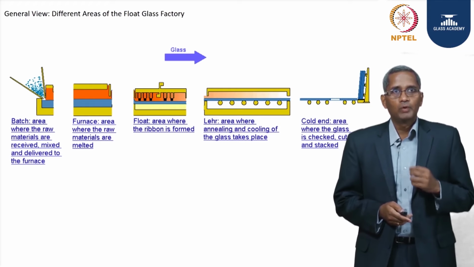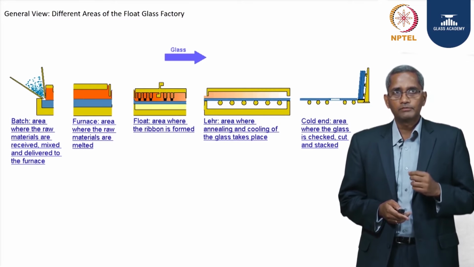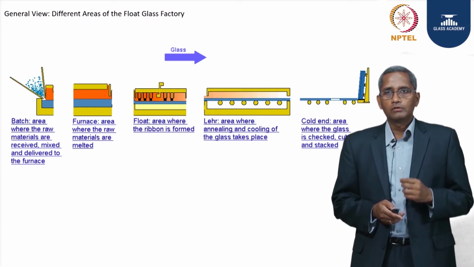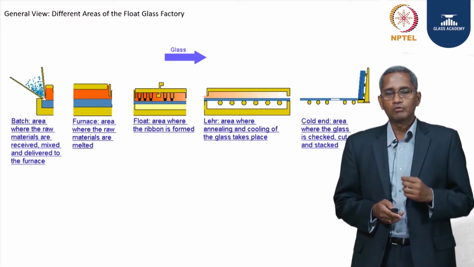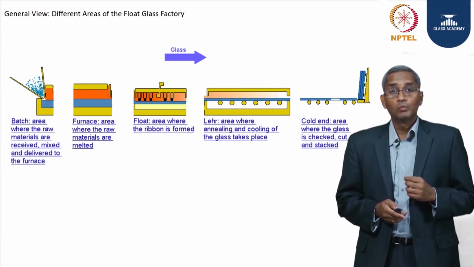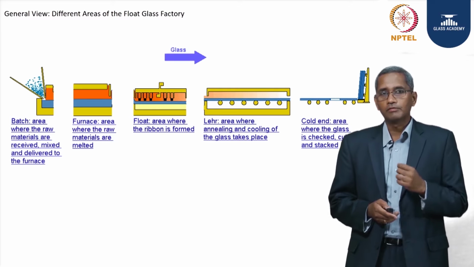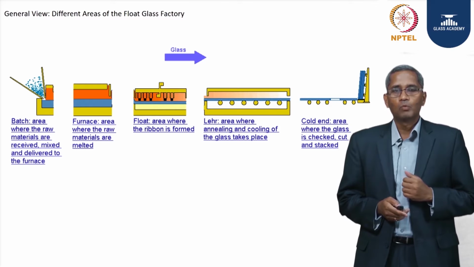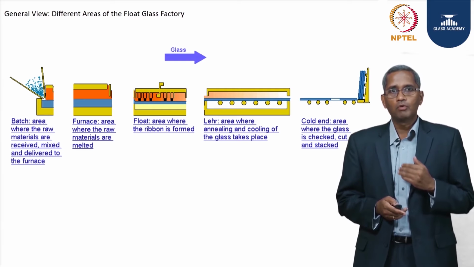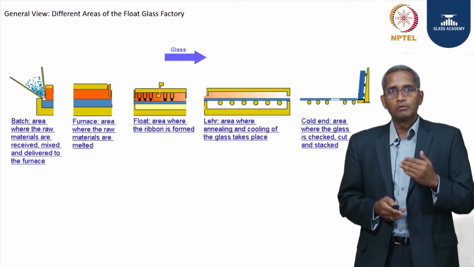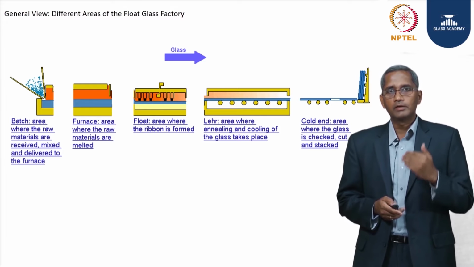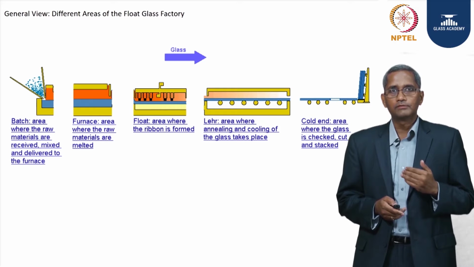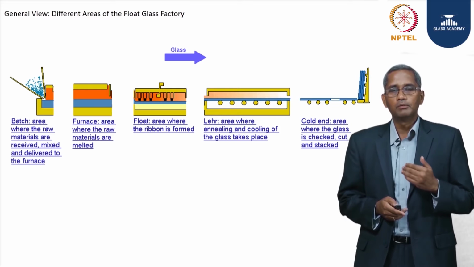So the batch area is where the raw materials are received, mixed in the right proportion and delivered into the furnace. The furnace area is where the raw materials are melted, as I said, at a temperature of 1600 degrees centigrade, which, mind you, is one third the surface temperature of the sun. And from there it is taken into the float bath, where there is a molten tin bath, on top of which the glass is made to float. At that time, we equip a few equipments like the top roll machines to give it the thickness and the width which we want to meet the customer demands.